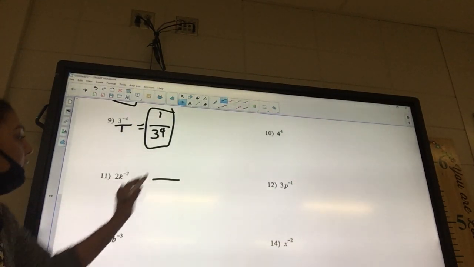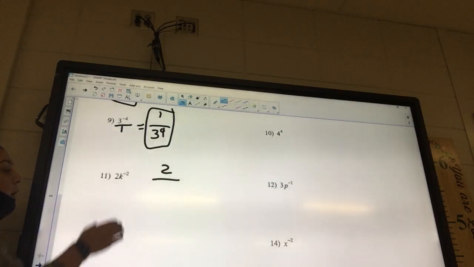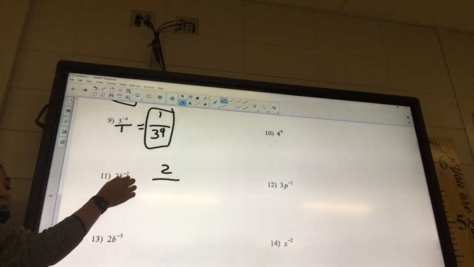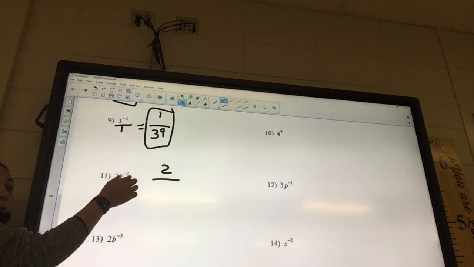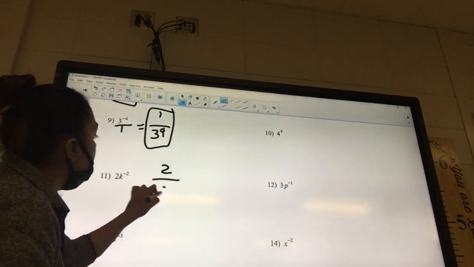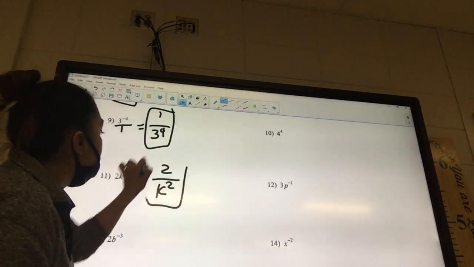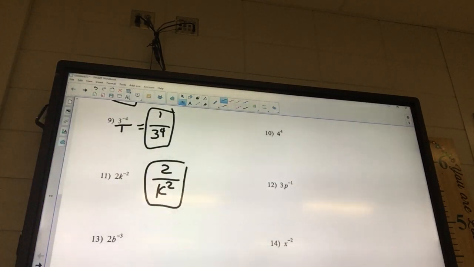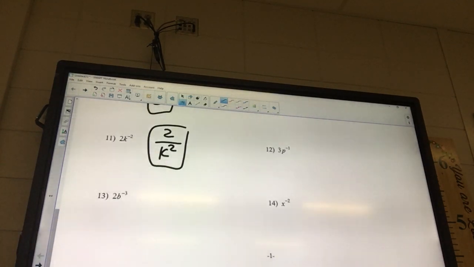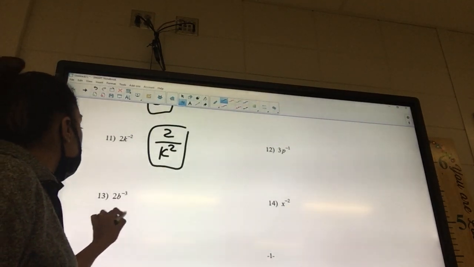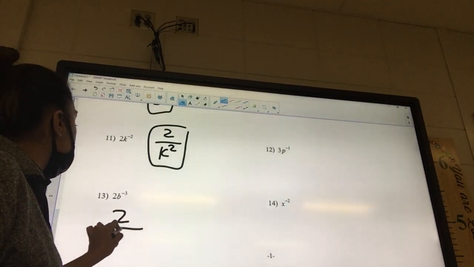So the 2 is going to stay where it's at. The k squared, k to the negative 2, needs moved. Where does it go? The bottom. So this is what it should look like. Okay, so what should 13 look like? Same thing. So it's going to be 2 over b to the 3.